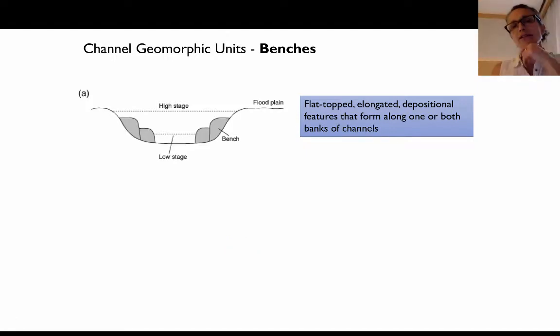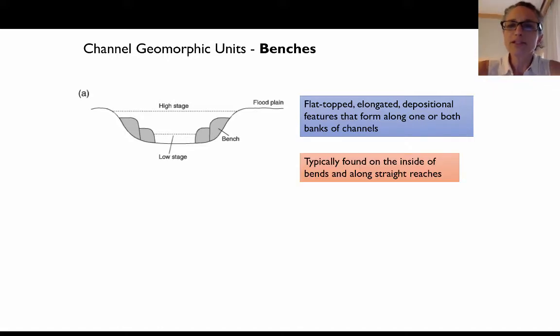All right, so our second type of geomorphic unit are benches. Benches form along one or both banks of a channel, typically found on the inside of bends, or they can also be along straight reaches. And they may emerge at low flow, and they're typically flat-topped. And these, again, are depositional features.